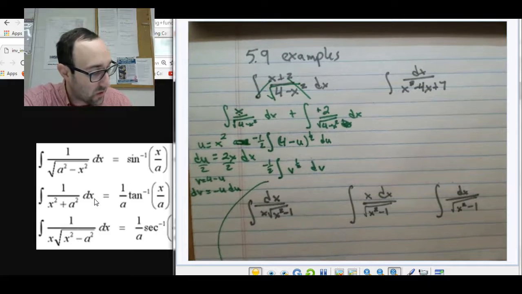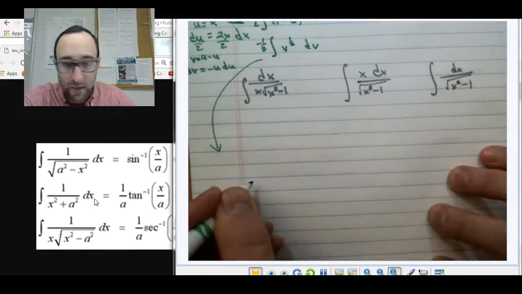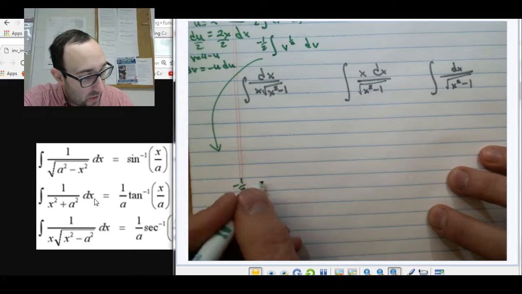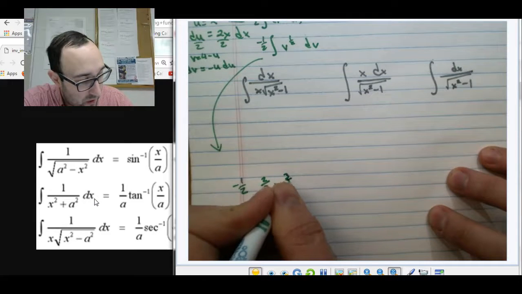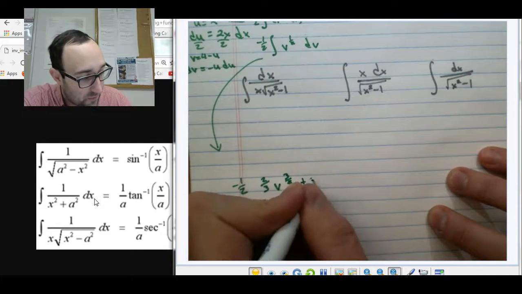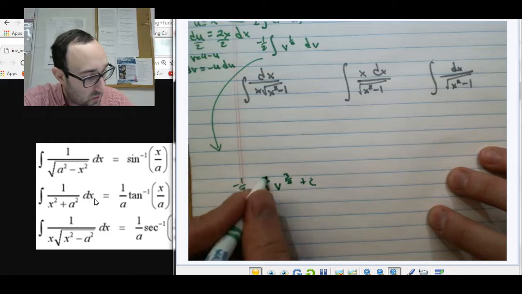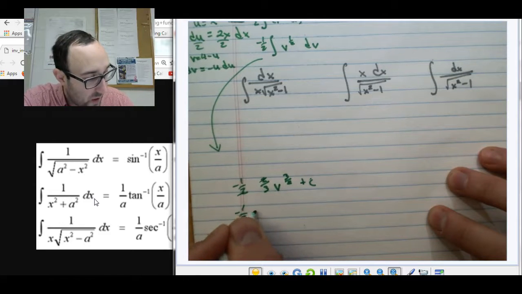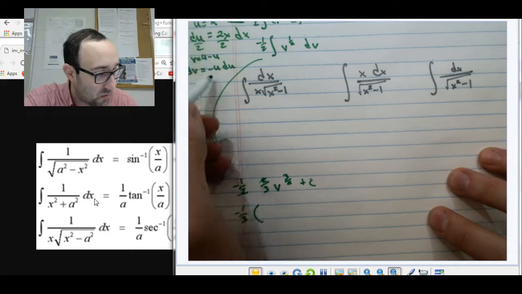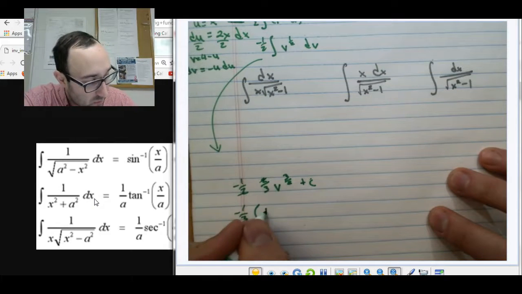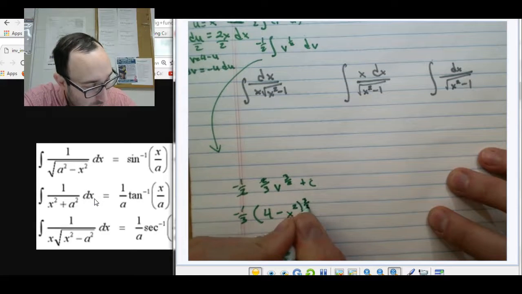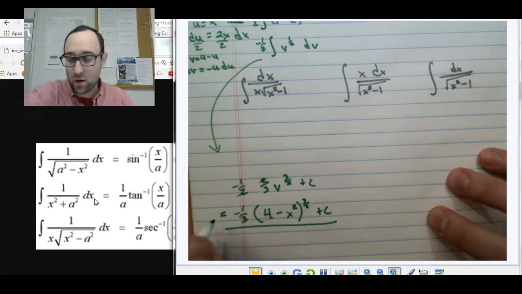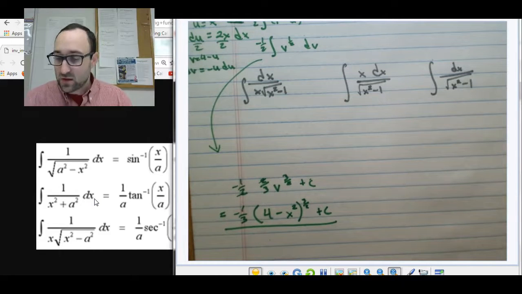I'm actually going to write this down here. I've got the negative 1/2, and then it should be 2 over 3 v to the 3/2, and then plus c. So these 2's will cancel out, giving negative 1/3, and v is really just 4 minus u, and u is x squared. So it's negative 1/3 times 4 minus x squared to the 3/2 plus c. And that should be our solution. So that's the first part of what we have.